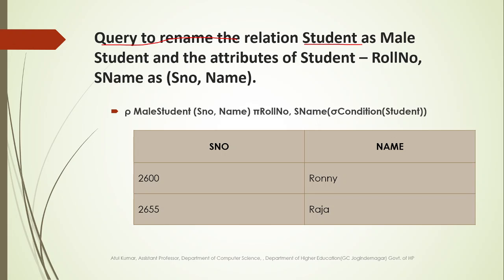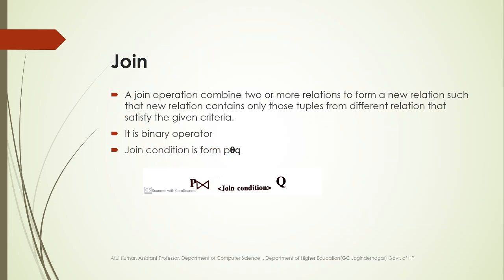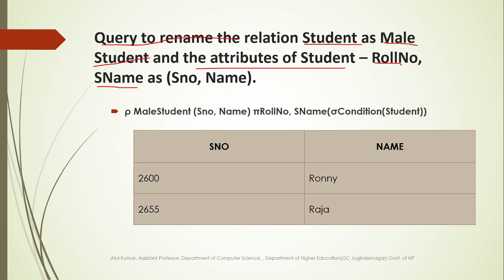So we have a student relation, so we have to rename that relation as male student, and the attributes of the student are roll number and s name. We have to rename those attributes as s number and name. So basically the relational algebra query looks like this: rho, then the name of the new table, that is male student, and then its new attributes, s number and name.